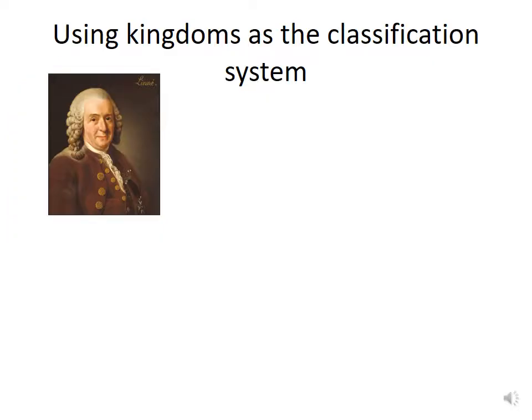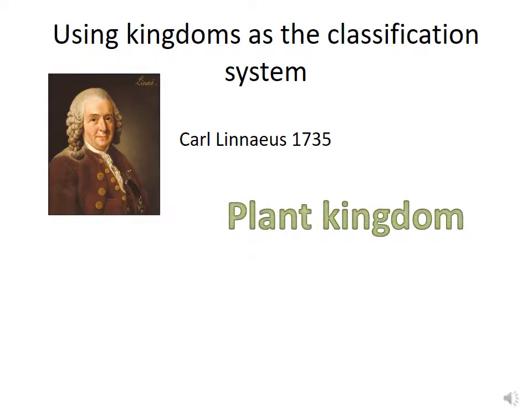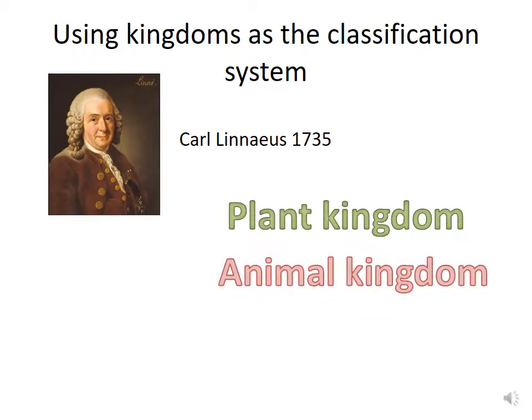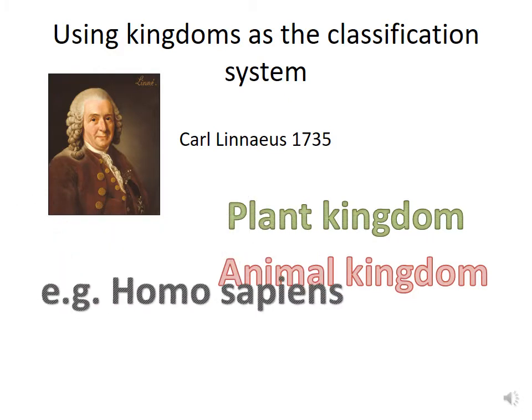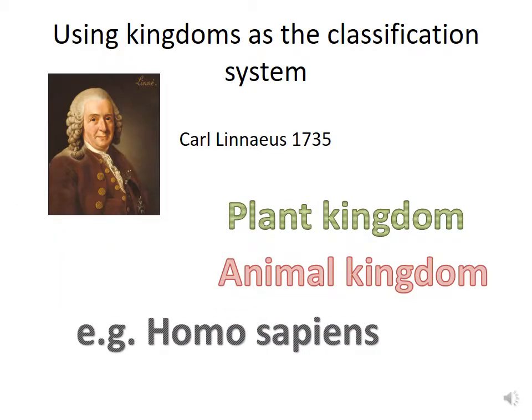The first person to use the kingdoms as a classification system was Carl Linnaeus, pictured here. In 1735, he came up with a system known as the two-kingdom system. He first used the plant kingdom and animal kingdom to describe the 2 major classifications. He came up with a system of naming called the binomial system. The binomial system divided the plant and animal kingdom into smaller and smaller subcategories according to their similarities.